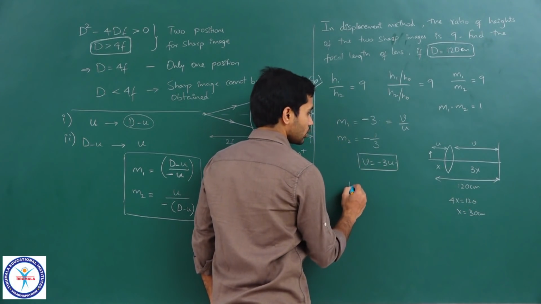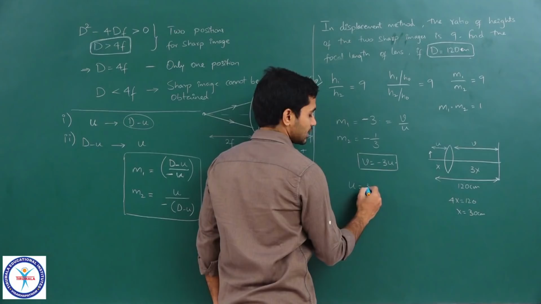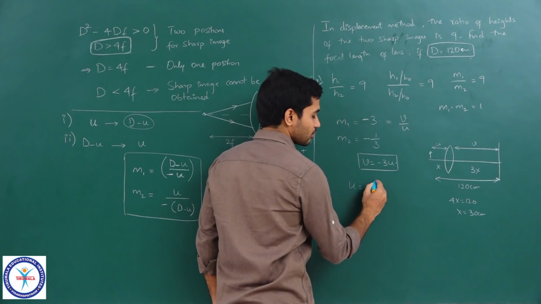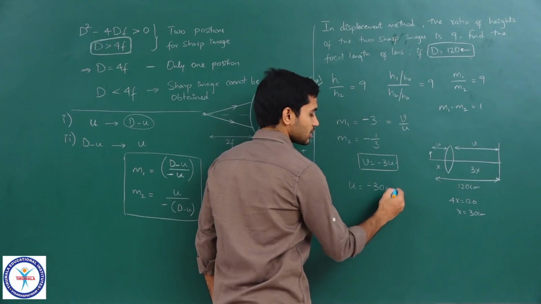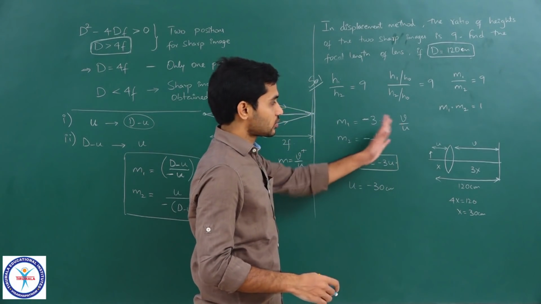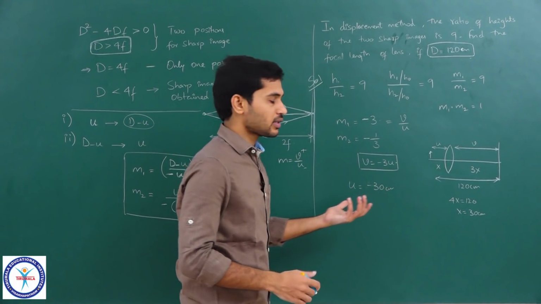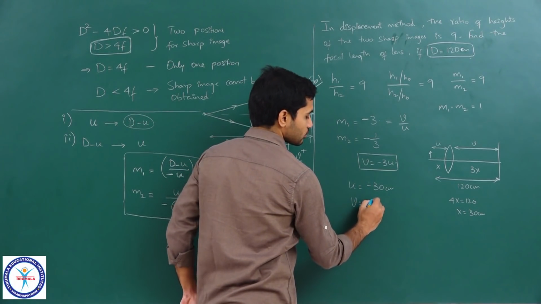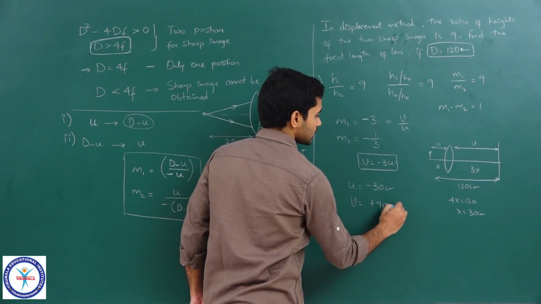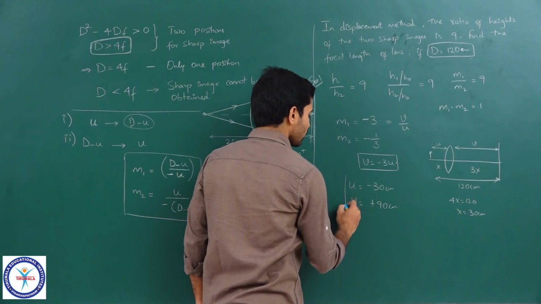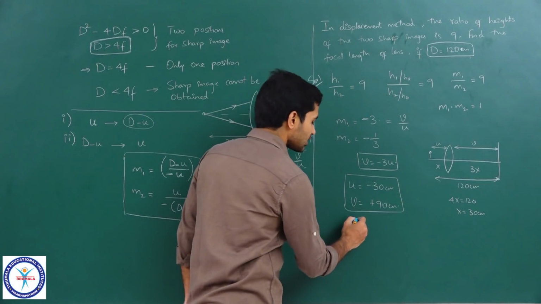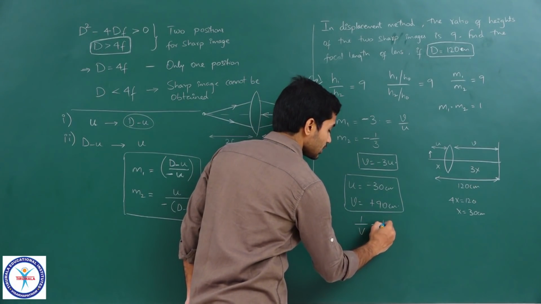So, I will be getting U as 30, or in fact I should write the value of U as minus 30 centimeters, correct students, because object is real, right. So, it will be on this side, and I should be taking the value of V as plus 90 centimeters. That is how we can understand. Now, we have the values of U and V, so you can directly substitute that into the lens equation.